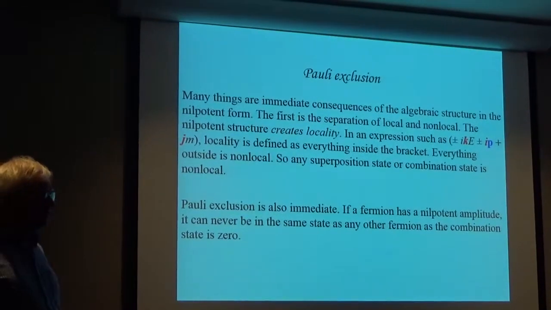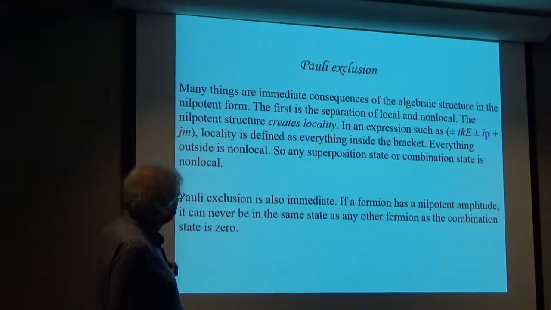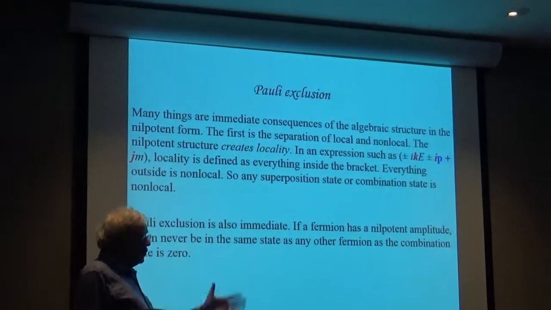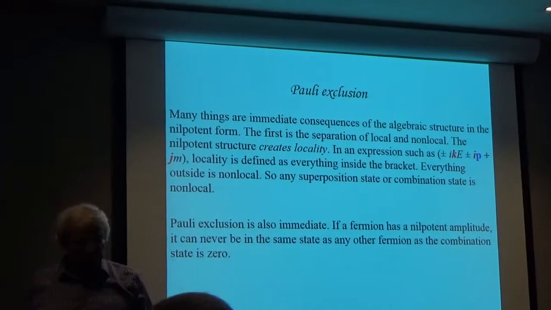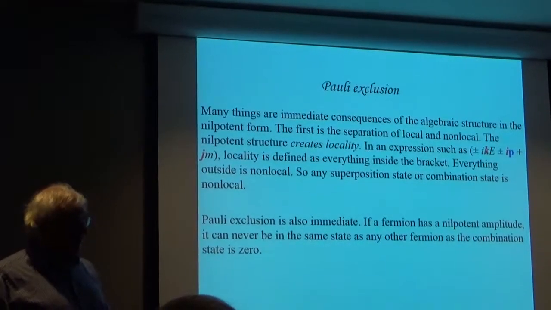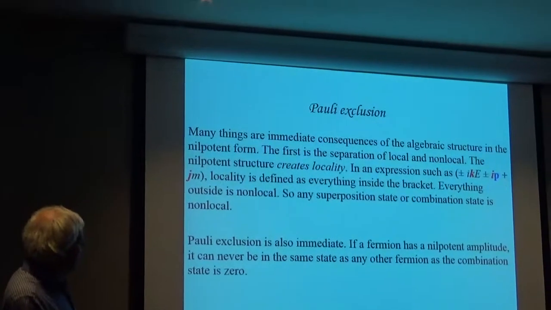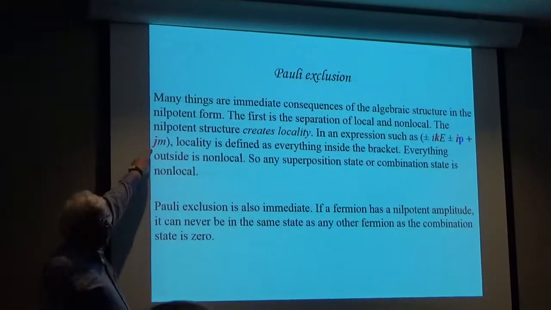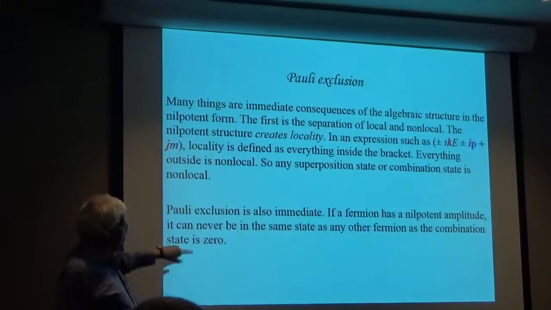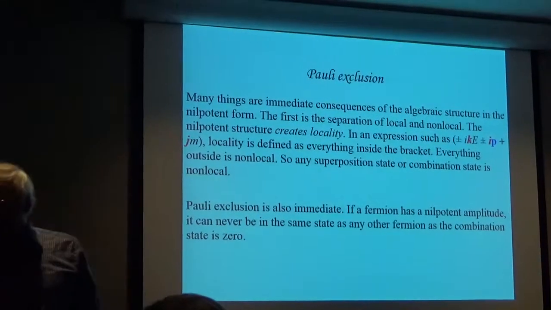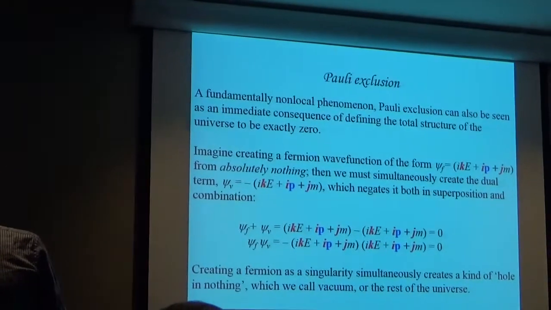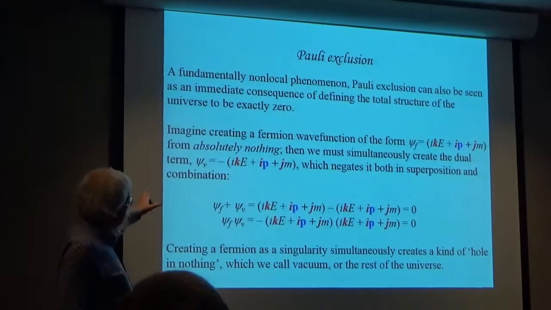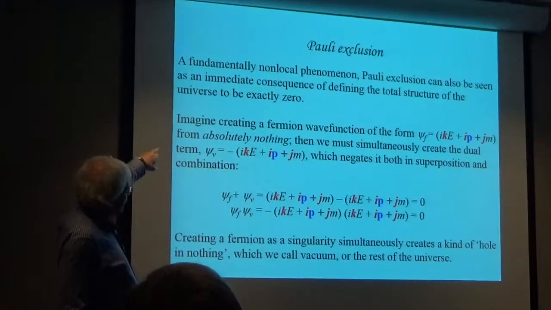Well, lots of things become immediately obvious. In this expression here, everything inside the bracket is local. That follows Lorentzian laws, etc. Everything outside of it is non-local. Superposition, combination states are non-local. And Pauli exclusion is immediate because you can't have two exactly the same because they will cancel each other out. There's another way of doing Pauli exclusion, which is the conventional way, and that leads to something interesting as well. I'm sorry, I've not got up to that yet, but I'll do that in a moment.